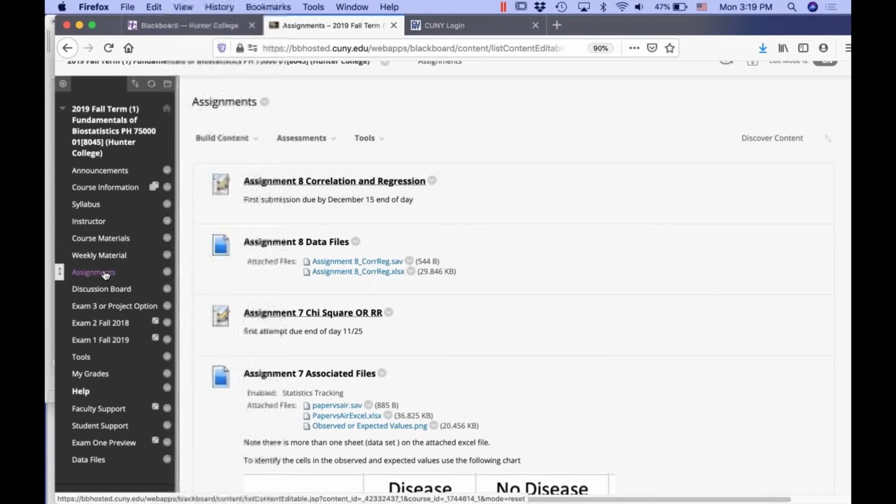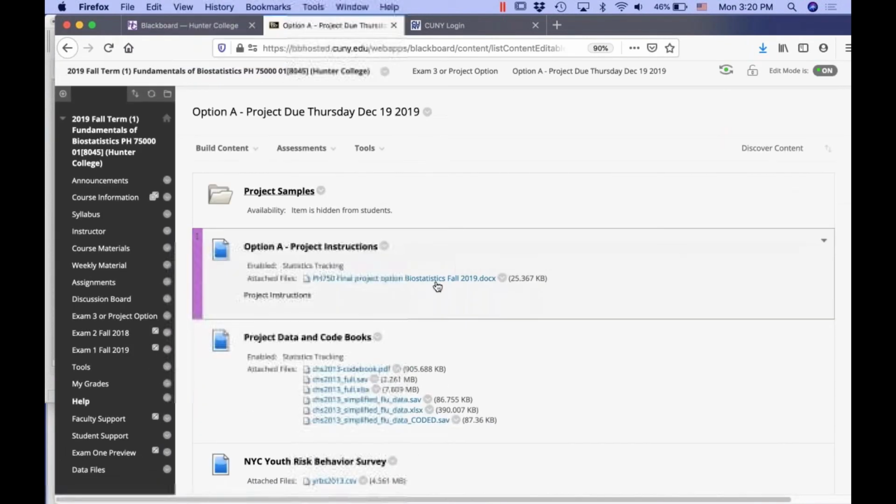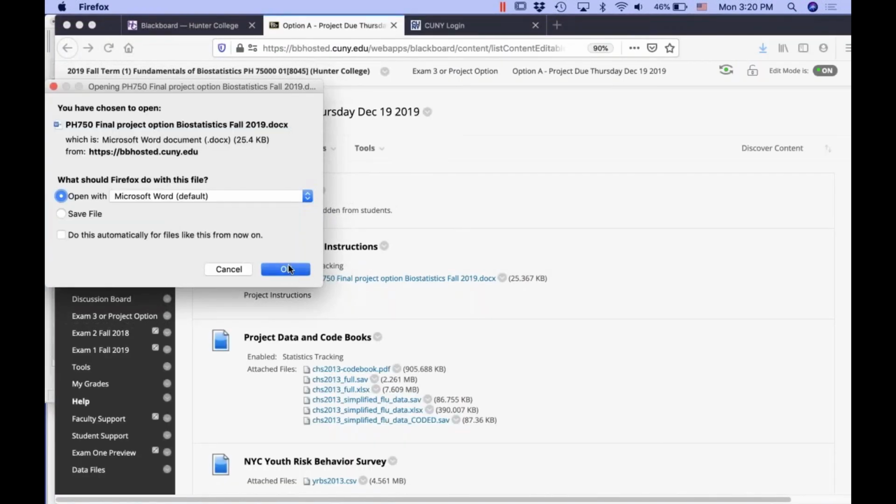Okay, so the project. We have a little tab. Option A is available now, of course. So option A is that project. You have a couple of documents there. The first document is a description of the project itself.